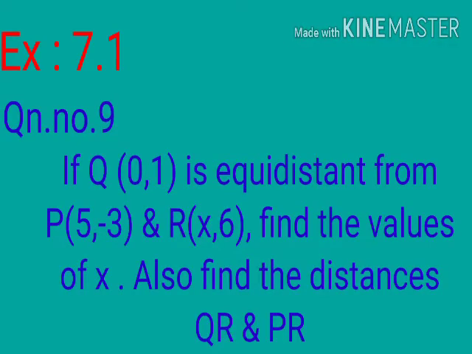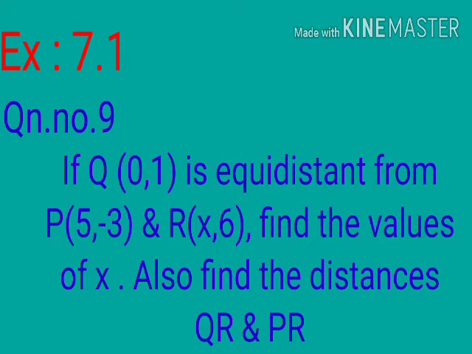Now, question number 9. If Q(0, 1) is equidistant from P(5, -3) and R(x, 6), find the values of x. Also find the distances QR and PR.